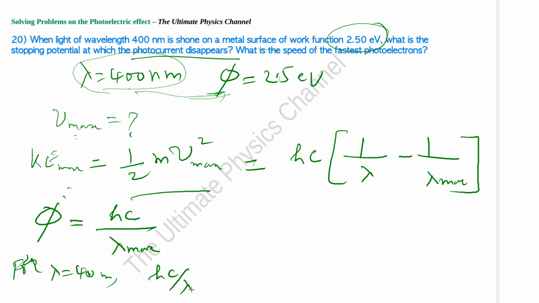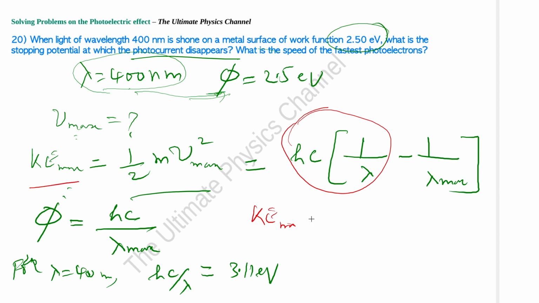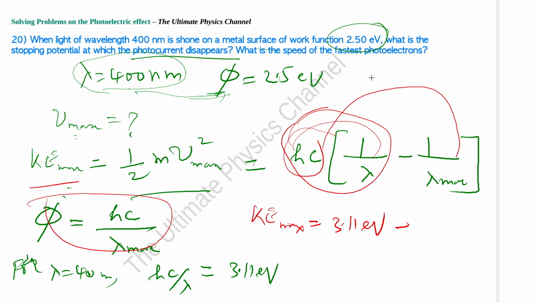hc over lambda, if you calculate, that would be around 3.11 eV. That is the first term here. So K max, therefore, which is on the left hand side here, K max is equal to 3.11 eV minus, of course, this hc over lambda max. This is work function phi, which is given as 2.5, so 2.5 eV. So simple application of the photoelectric equation gives us K max. K max is 0.61 eV, therefore.